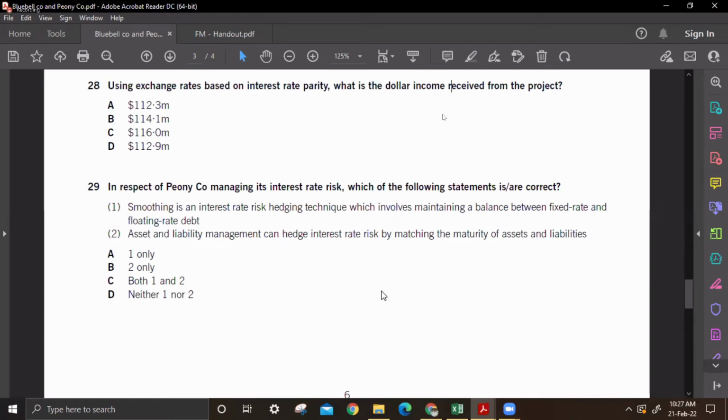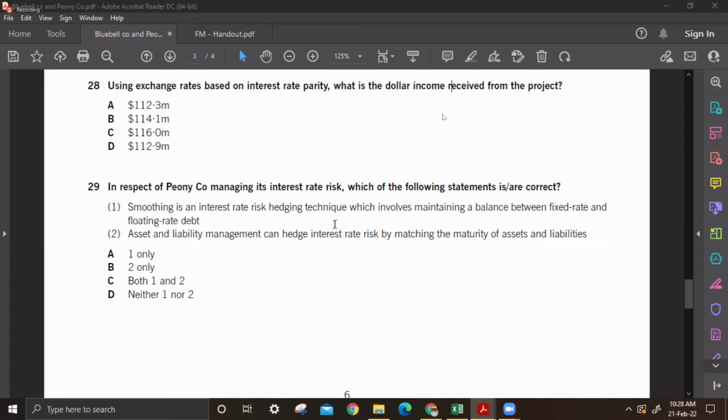This statement is correct. What happens in smoothing of interest rates? You take half of your loan or deposit in fixed interest rate and half in floating interest rate, so that whatever happens, you are covered. So smoothing is an interest rate hedging technique which involves maintaining a balance between fixed rate and floating rate, because you take half and half so that you're ready for any adverse situation. Okay, so statement 1 is correct.